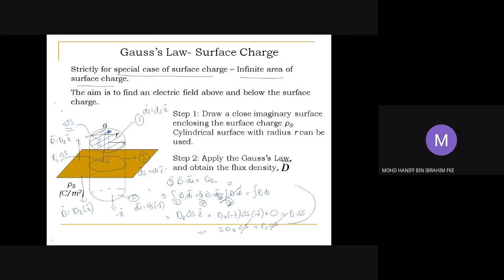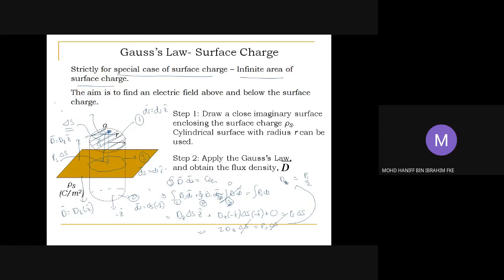So we're going to have Dz shall be equal to rho s divided by 2. Not ds, it should be Dz. I apologize. Yeah, it should be Dz. Okay, so that should be the flux density, which is calculated here on this particular surface.